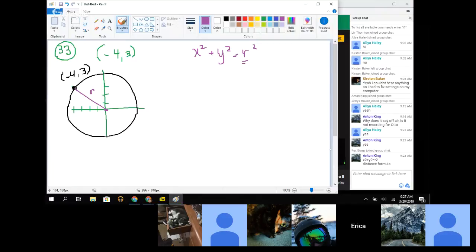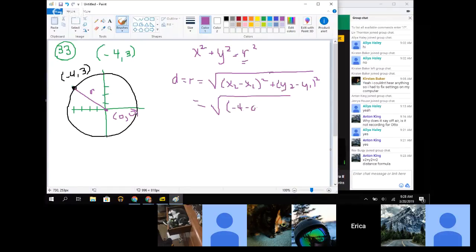Distance formula, exactly, Anton. You use the distance formula, right? This is the distance between 2 points, and one of your points is 0, 0. So it makes it really easy. The distance between the 2 points is the same as the radius, which is the square root of x2 minus x1 squared plus y2 minus y1 squared. Okay, so we have x2, which is -4 minus 0 squared.